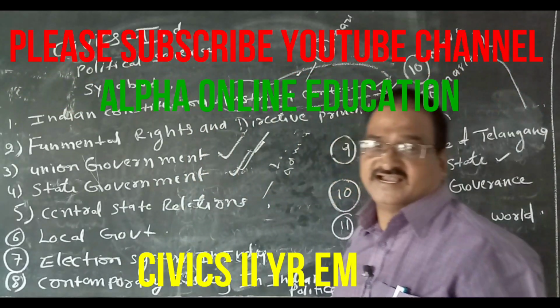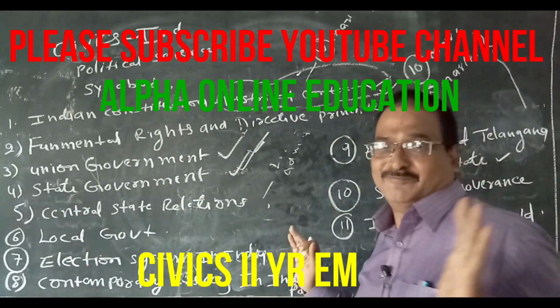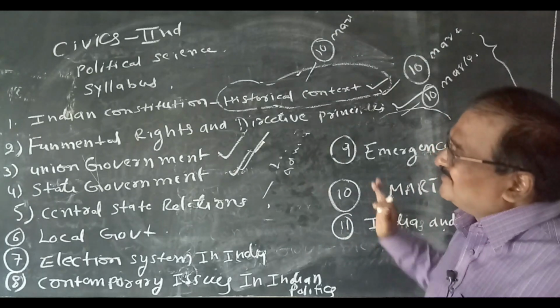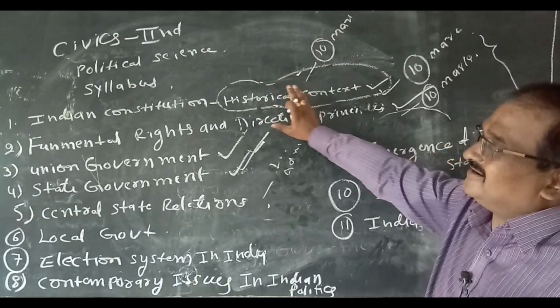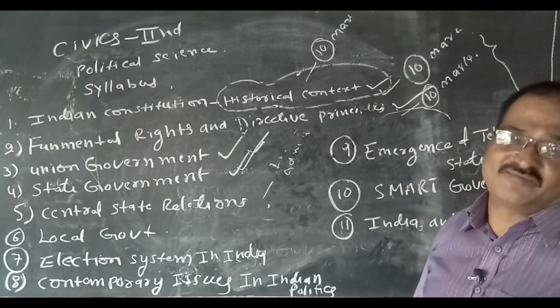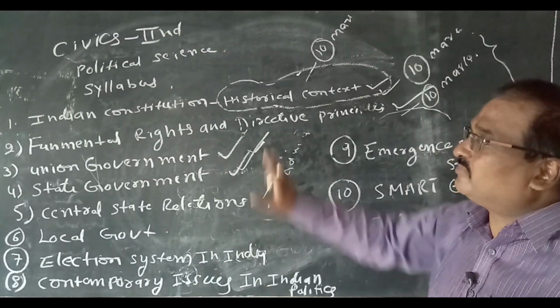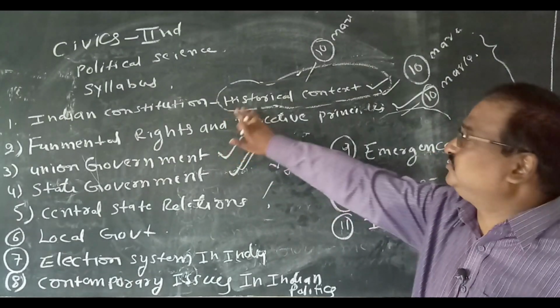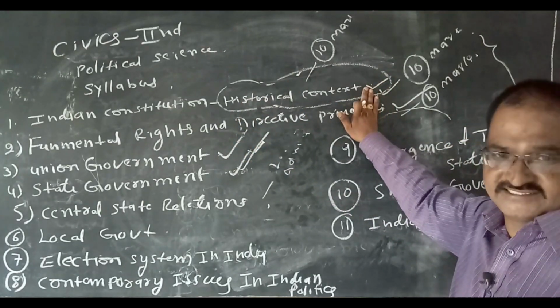Syllabus of Civics second year English medium. Okay, so the syllabus has 11 chapters. The chapter number 1, Indian Constitution and Historical Context.